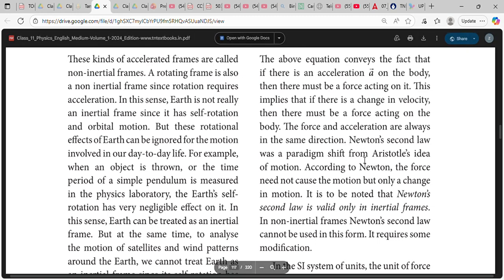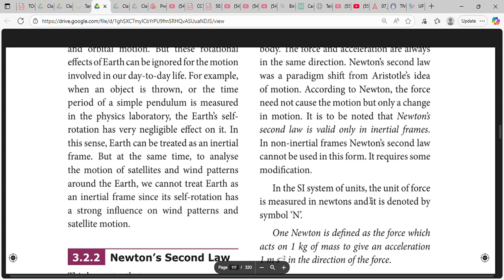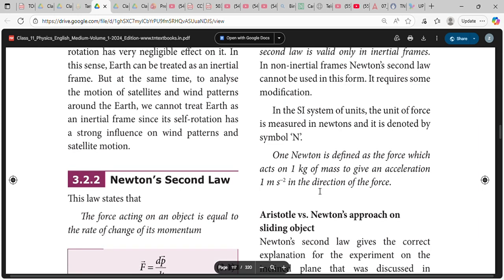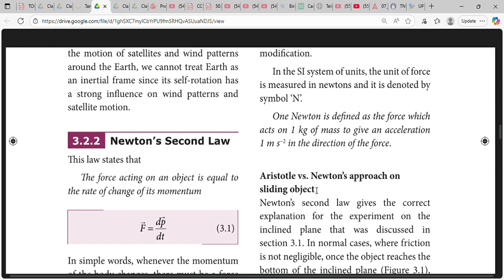Newton's second law was a paradigm shift from Aristotle's idea of motion. According to Newton, the force need not cause the motion but only a change in motion. It is to be noted that Newton's second law is valid only in inertial frames. In non-inertial frames, Newton's second law cannot be used in this form. It requires some modification. In the SI system of units, the unit of force is newton, and it is denoted by the symbol N. 1 newton is the force which gives an acceleration of 1 meter per second squared to a mass of 1 kilogram in the direction of the force.